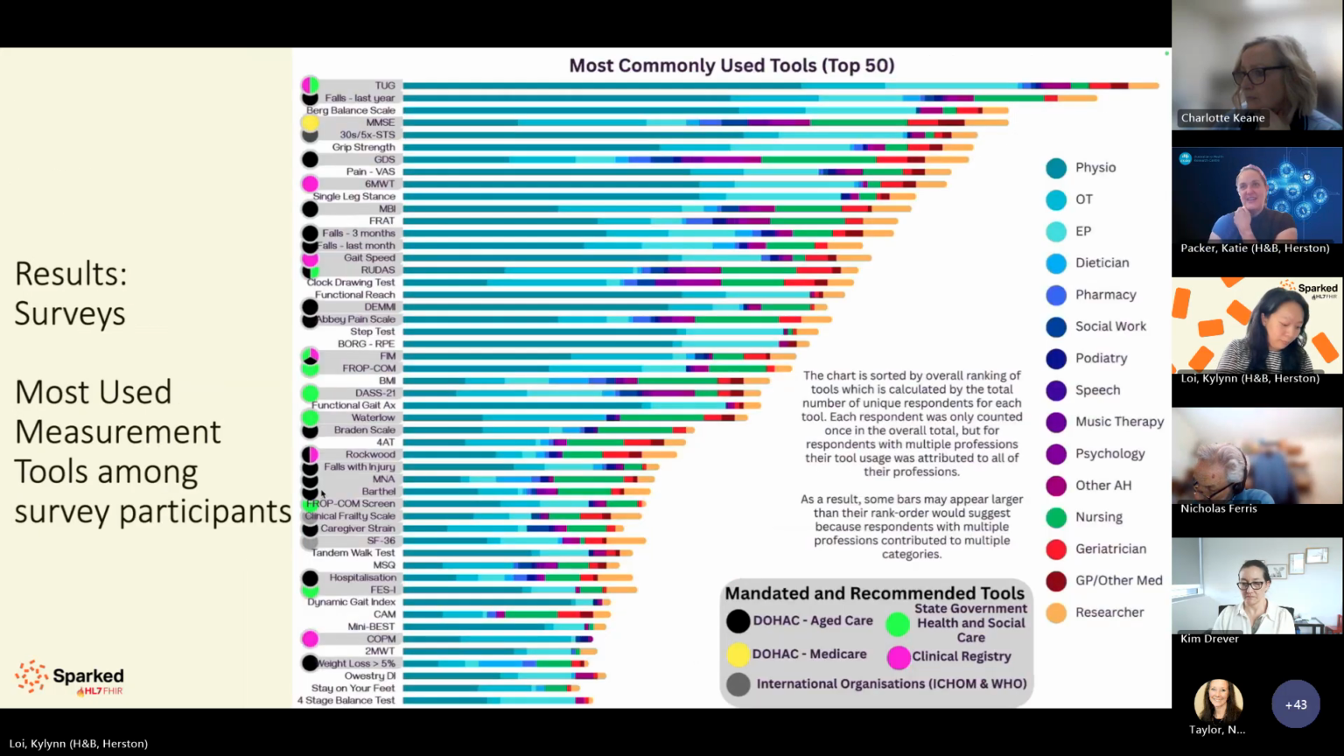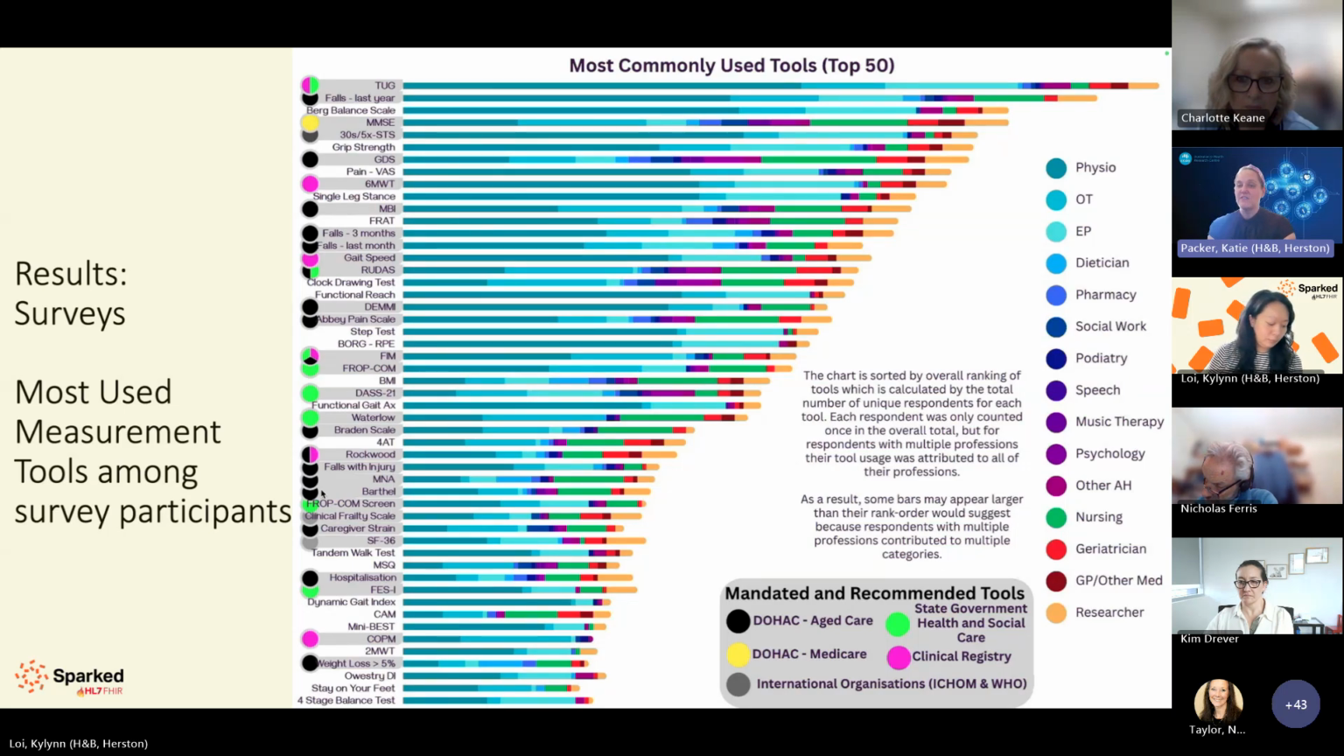Thank you. So the second part of our project was that we surveyed a range of different clinicians about the tools that they were currently using, whether these be mandated tools or non-mandated tools. And this is a list of the top 50 tools. So we asked clinicians to record the tools that they were using. There were 355 different measurement tools reported being used by the 269 participants. And this shows the top 50. Of these, the top 13 were used by more than 100 of those participants, and the top 35 were used by more than 45.